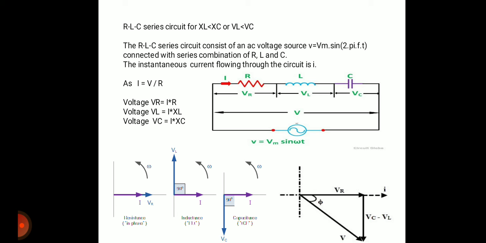Now the third phasor diagram. You can see the current is drawn on the reference axis, same as in the previous two phasor diagrams, because the current is common in all the components.